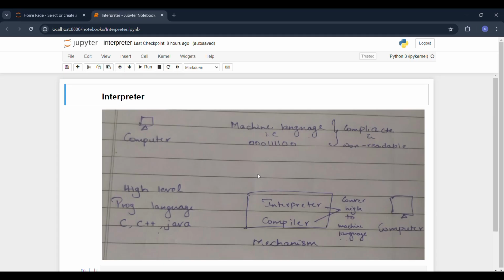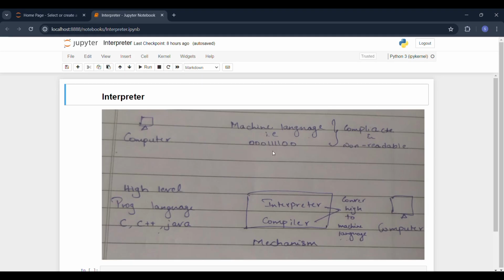This machine language is completely filled with zeros and ones. These zeros and ones are understood by the computer, but they can't be understood by humans. It's very complicated and non-readable, so people can't understand these zeros and ones.